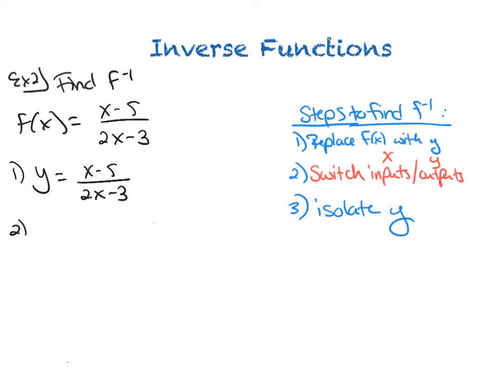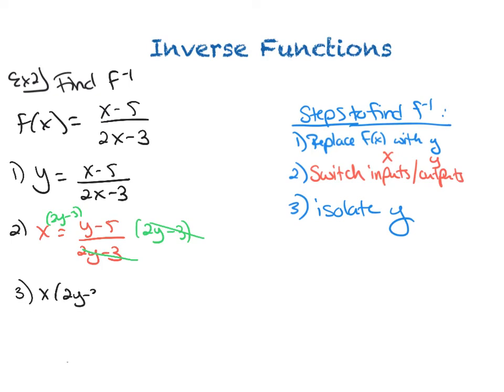And then we're going to switch all of our x's and our y's. X equals y minus 5 over 2y minus 3. Okay, now here comes the tricky part. The tricky part here is isolating the y. Just like in the last example, I definitely want to get y out of the denominator. So multiplying both sides by 2y minus 3 is crucial to get the denominators to cancel. So I have x times 2y minus 3 equals y minus 5.